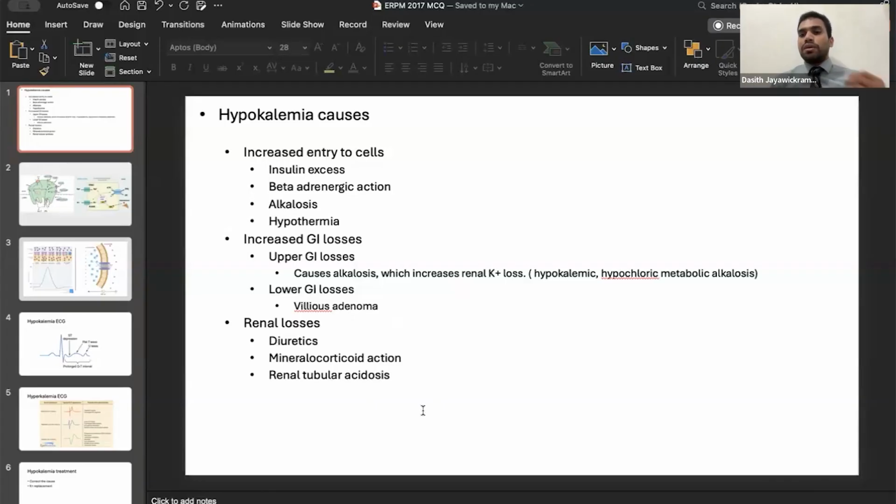And then the renal losses, problems with the kidney. For example, we use diuretics, we use furosemide, which causes decreased absorption of sodium. When the sodium load to the distal convoluted tubule increases, as a homeostatic mechanism sodium is exchanged for potassium, and this potassium is lost. So diuretics, mineralocorticoid action, again aldosterone, and renal tubular acidosis are causes for renal losses of potassium. So all of these cause hypokalemia. Did you understand? Okay.